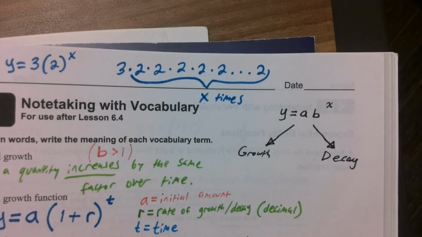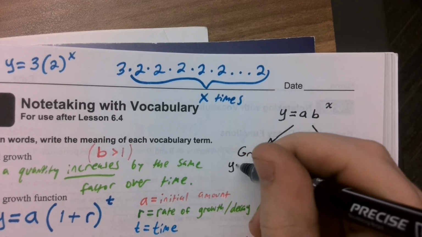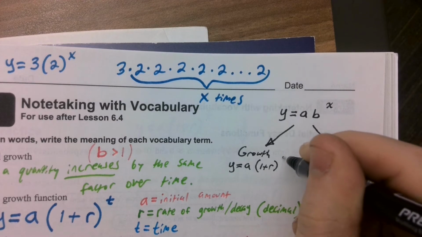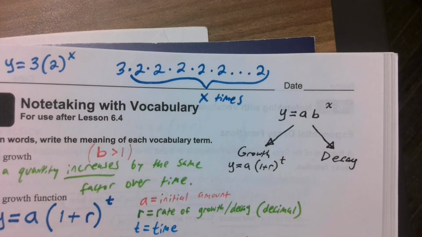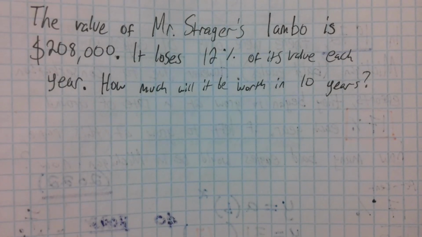We have our y equals a b to the x. And we know that when we're growing something, it'll be y equals a times 1 plus r raised to the t. This is not growth, though. We're losing value each year. This would be decay. So we want to figure out how to use this percent in a decay function.